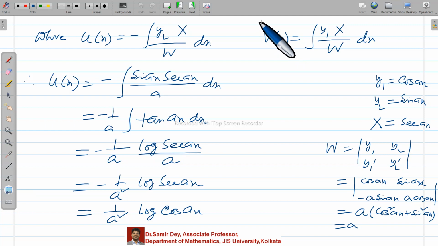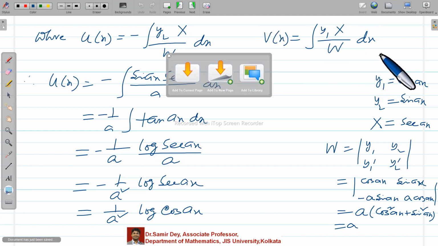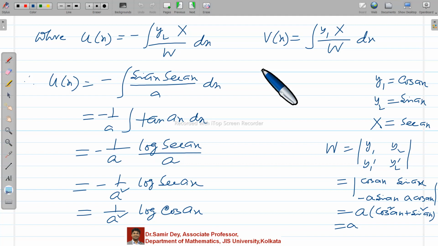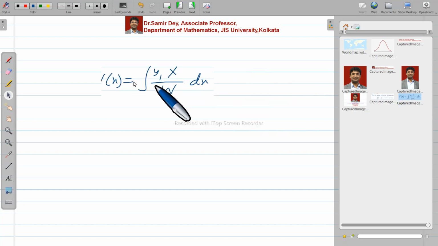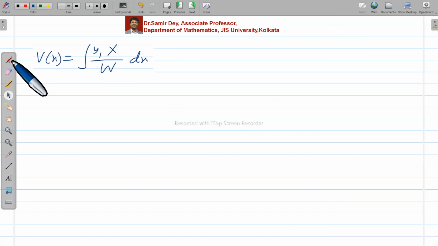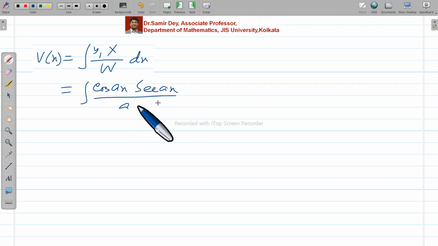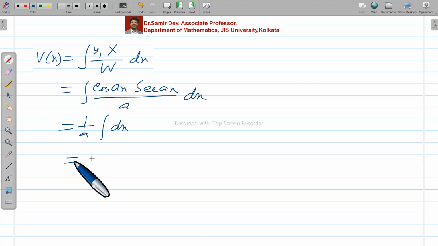Now comes to v. Very simple integration you have. Now you substitute with the same process. So what is your y1? y1 is equal to cos ax, into sec ax by a into dx. So ultimately cos and sec are reciprocals of each other, so you may write 1 by a, both are cancelled, that is your dx. So ultimately we have 1 by a into x.